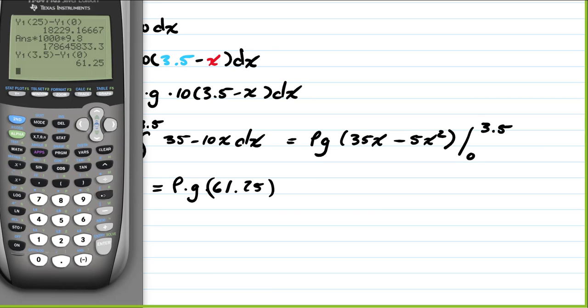So I multiply by rho times g. So rho is 1,000 times g, which is 9.8. And I get 600,250.